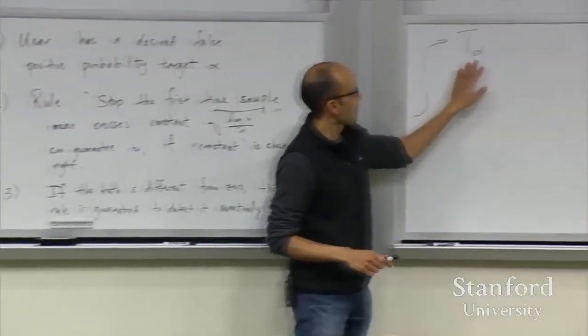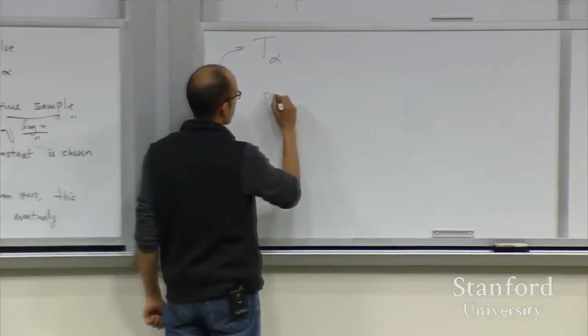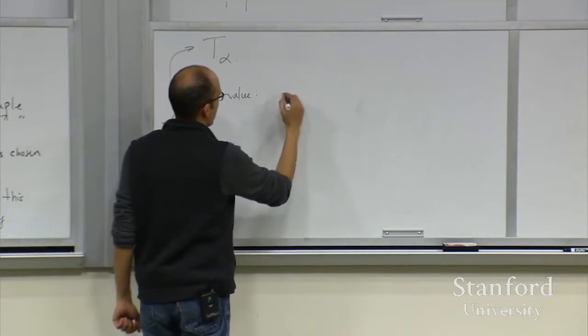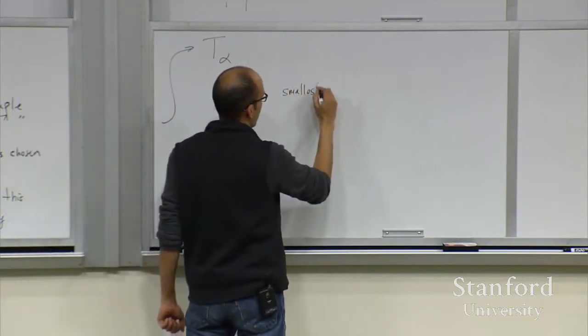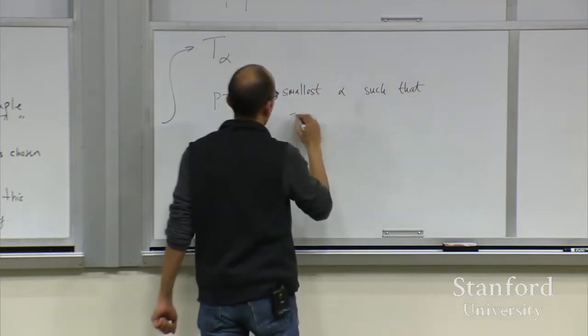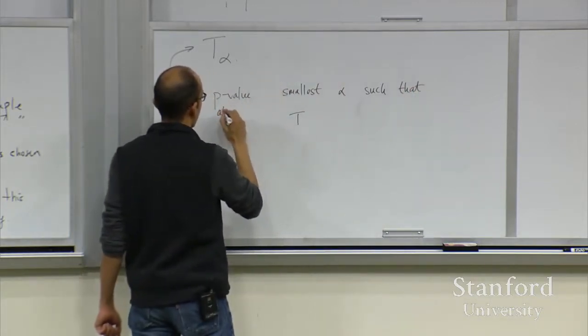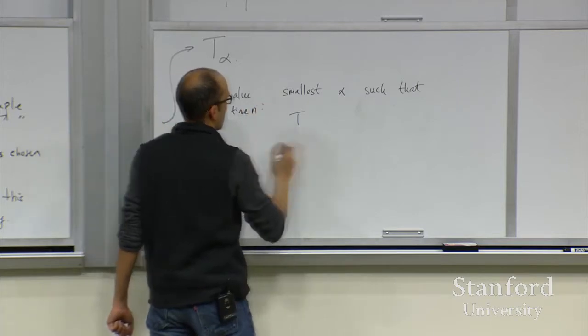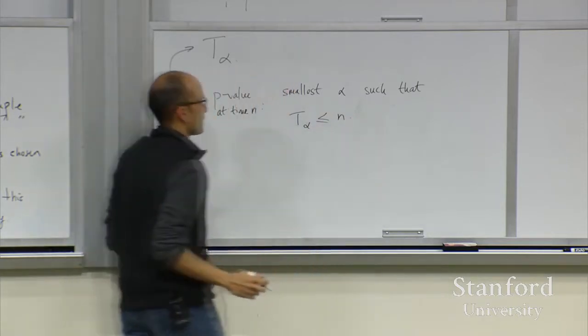OK, so I've got a bunch of these. So the p-value definition: this is the p-value at time n, the smallest alpha such that T alpha is less than or equal to n.